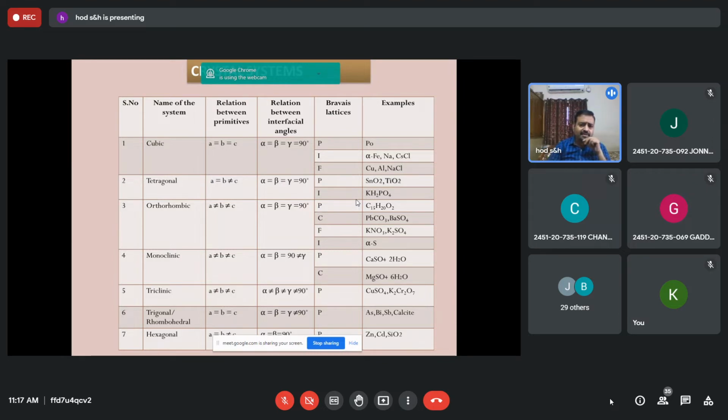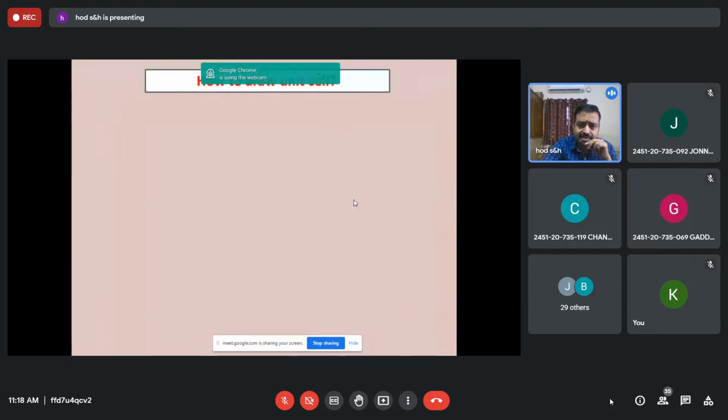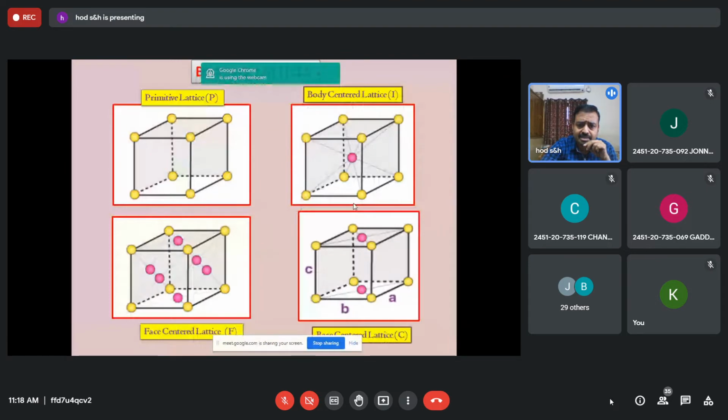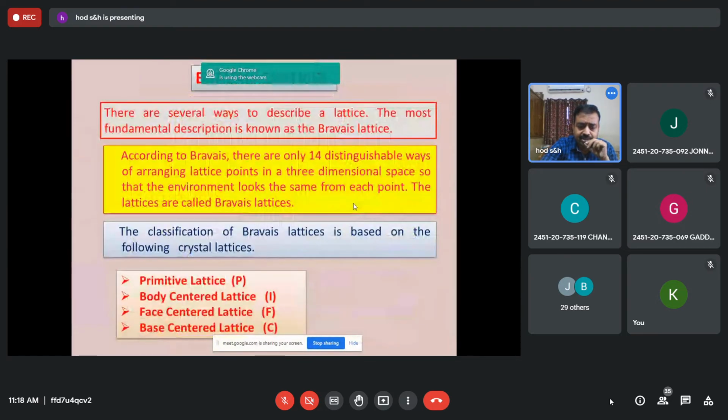There is no concept in explaining this. So you should remember the 7 crystal systems, the relation between primitives and the relation between interfacial angles, with some examples. And also you should draw the unit cell structure, then you will get full marks. The unit cell structures are given in Bravais lattices that I'll show. So this is drawing a unit cell, that in the class I have shown.